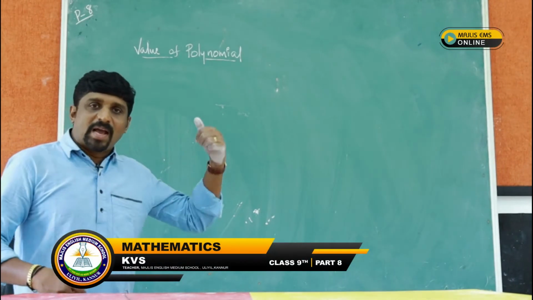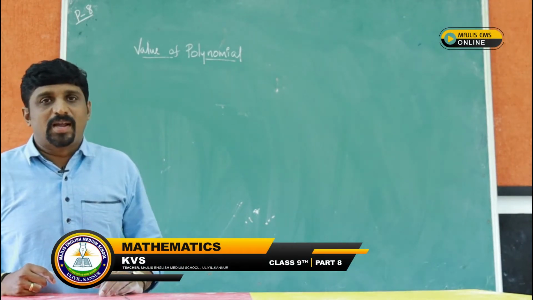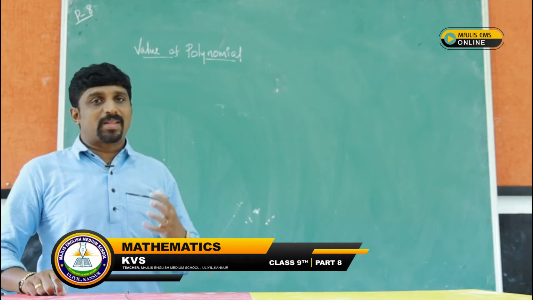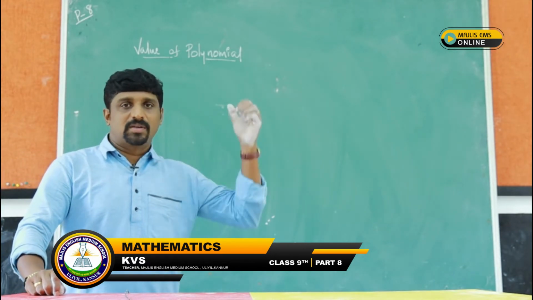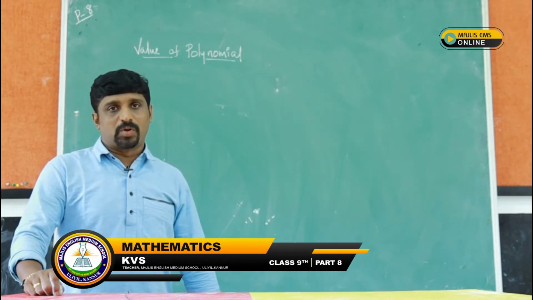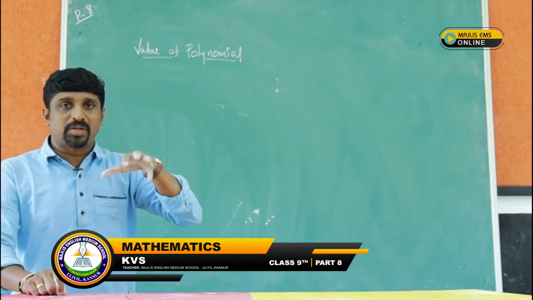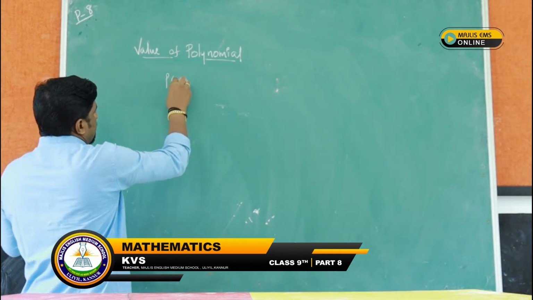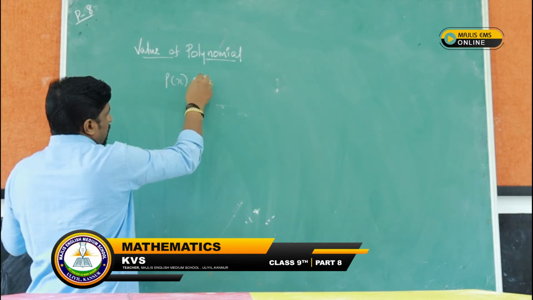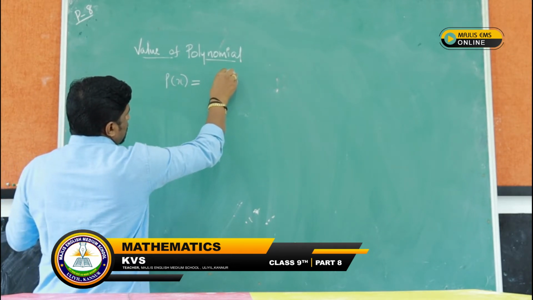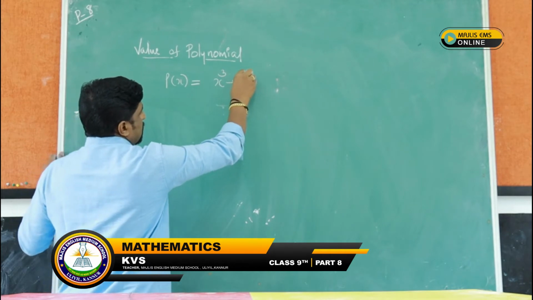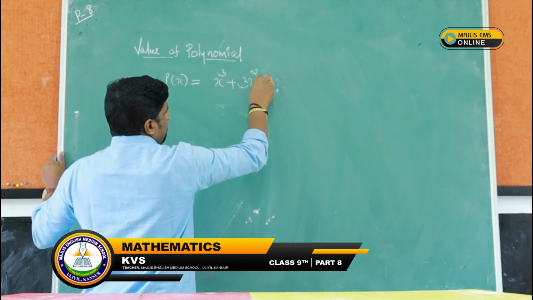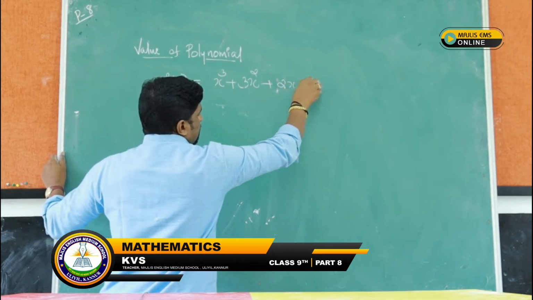Now we can discuss the value of a polynomial. You already know what a polynomial is, and the types of polynomials have already been discussed. Based on one example, I can explain the meaning of the value of a polynomial. Suppose we consider the polynomial p of x equal to x cube plus 3x square plus 2x plus 5.